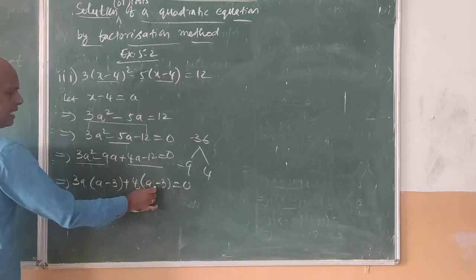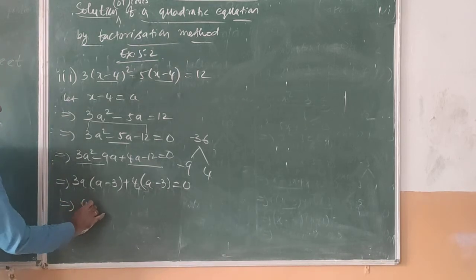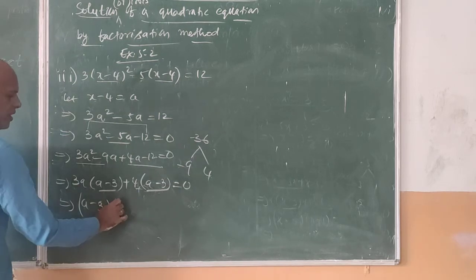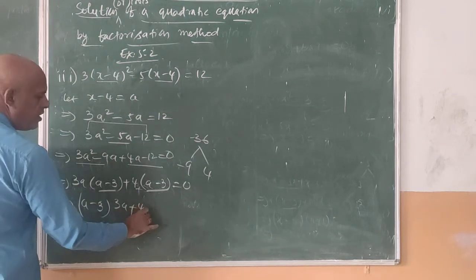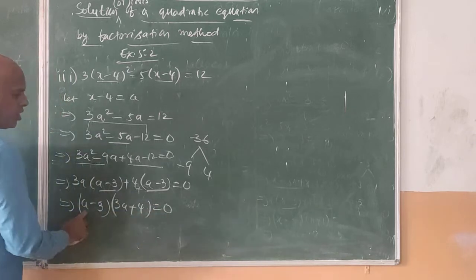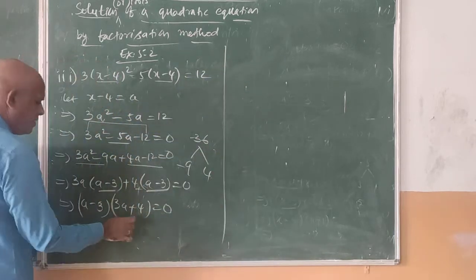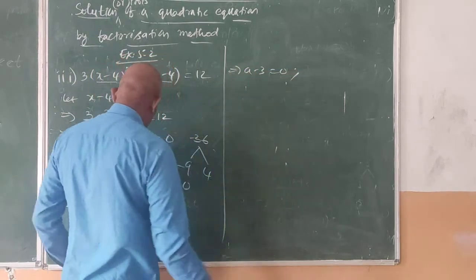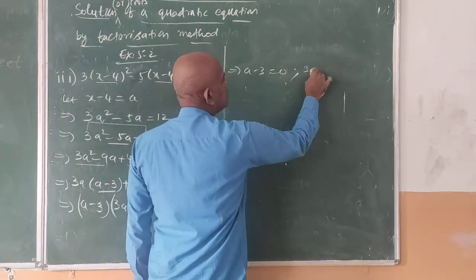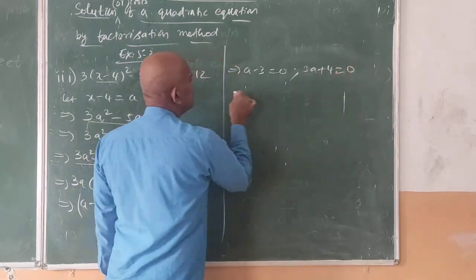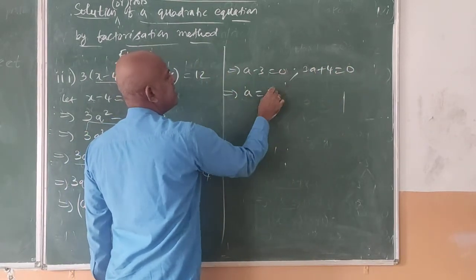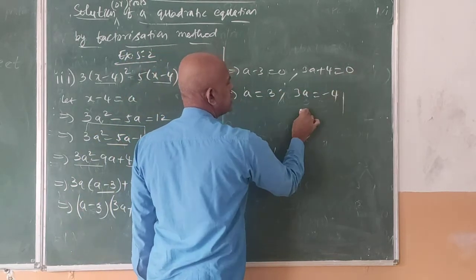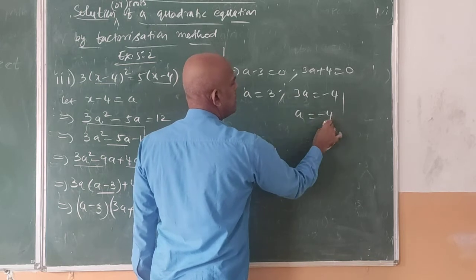So here a minus 3, and here a minus 3. a minus 3 is common. Here 3a is left, and here 4 is left, equal to 0. When the product of two terms is equal to 0, each one is equal to 0. Then a minus 3 is equal to 0 and 3a plus 4 is equal to 0. So a is equal to 3, and 3a is equal to minus 4, so a is equal to minus 4 by 3.